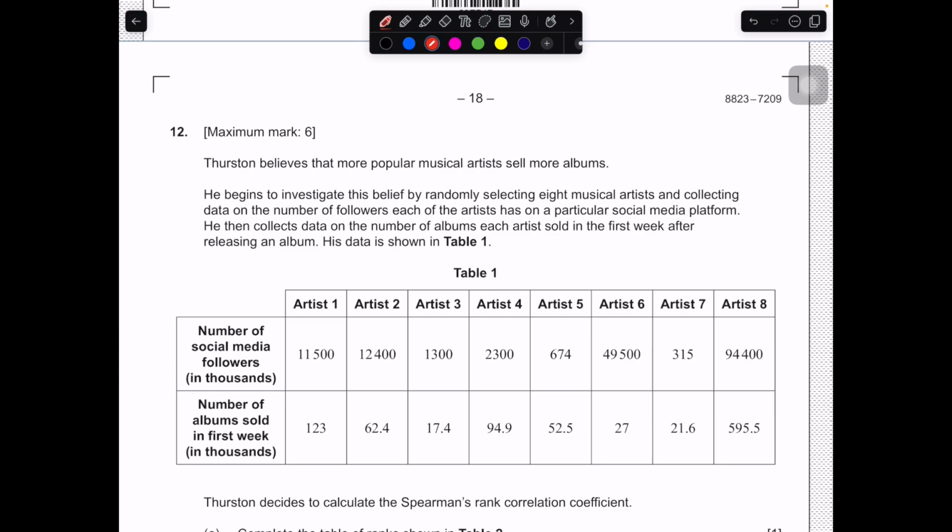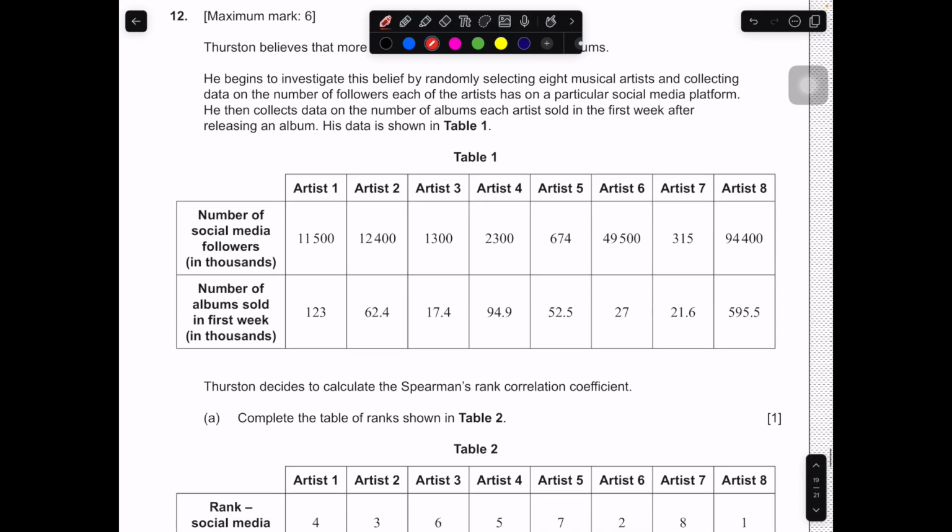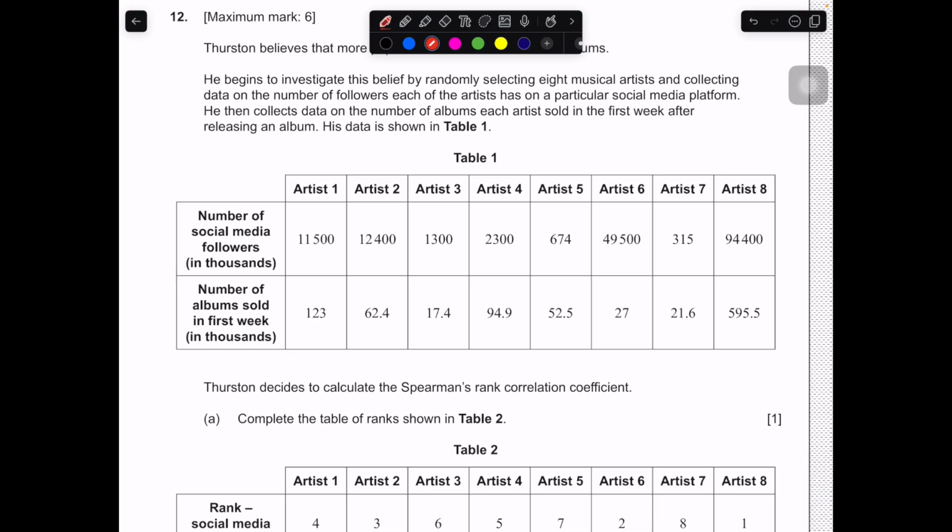Thurston believes that more popular musical artists sell more albums. He begins to investigate this belief by randomly selecting 8 musical artists and collecting data on the number of followers each of the artists has on a particular social media platform. He then calculates data on the number of albums each artist sold in the first week after releasing an album, and then his data is shown in Table 1. All right. So we have number of social media followers in thousands, and number of albums sold in first week, also in thousands. Okay.